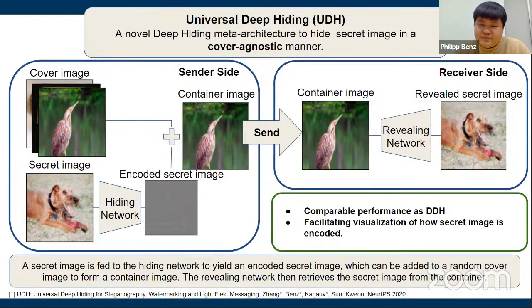And the main motivation for us to propose this new hiding network is for facilitating visualization of how the secret image is encoded. Because otherwise, if we get the same performance, what's the point of using this new deep hiding architecture?